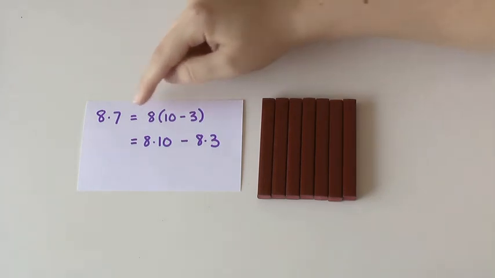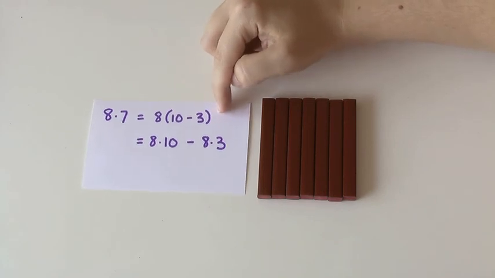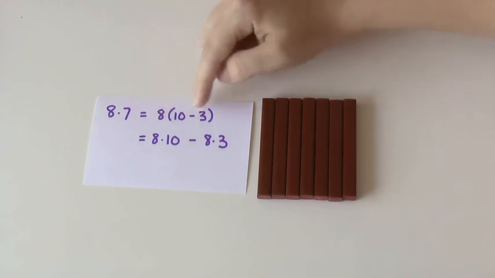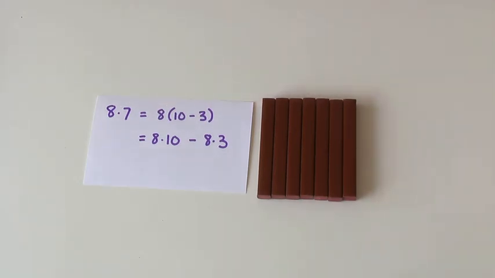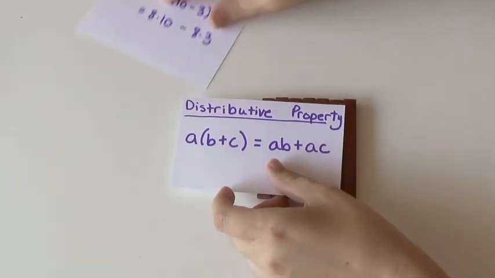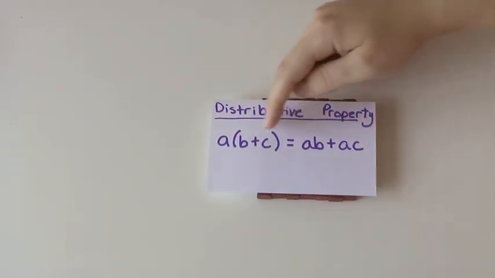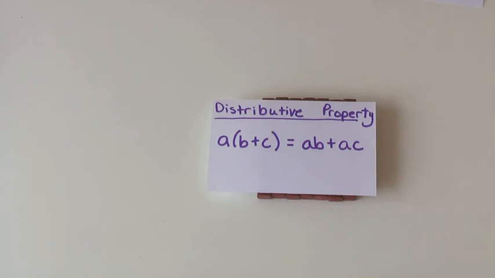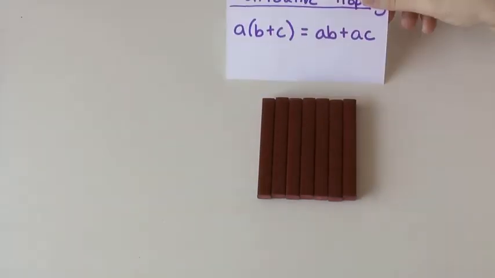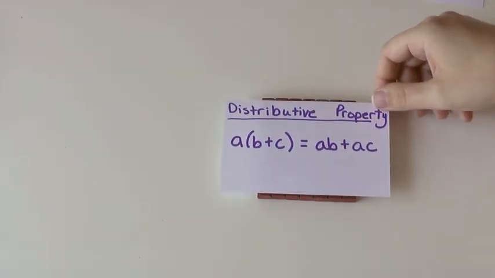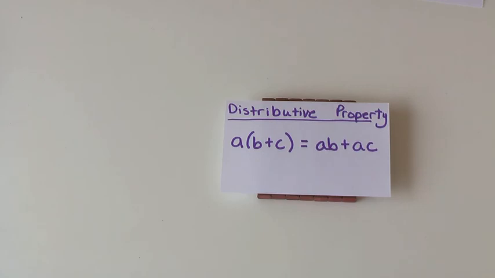And my kids have not seen anything like this, and I'm not about to show this to them until they're older. But when they learn this, and when they see this thing right here, they're going to understand that. And even if they forget it, they'll be able to recreate it for themselves because they'll have so much experience using these rods doing exactly the same thing. So use the rods to help teach the distributive property of multiplication.